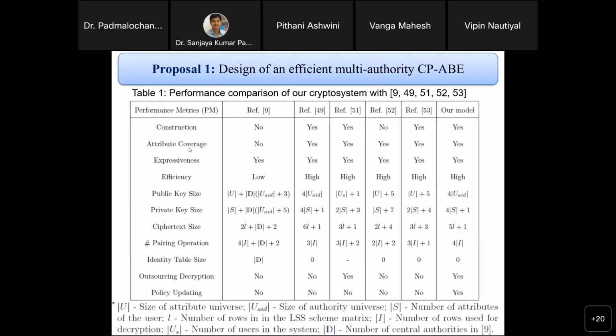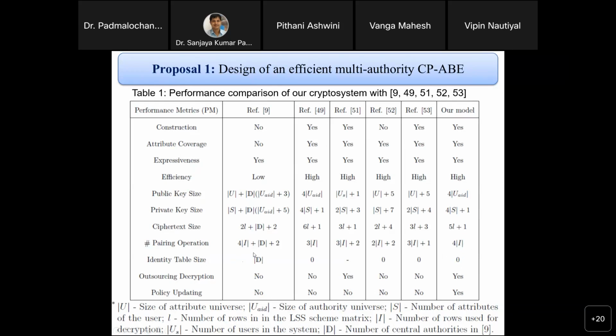So you can see that in our model, the size of private key and public key is very limited compared to the existing techniques, and that makes the computation efficient, most of the algorithms' execution efficient. We use bilinear pairing operations here, and that is more secure and efficient, right? And we do not store the information for traceability.